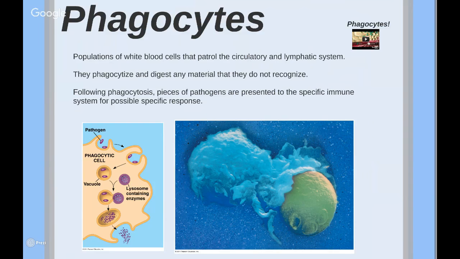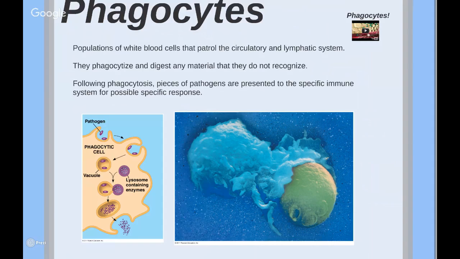And what's interesting about these phagocytic cells is that they then present that material to the specific immune system to launch that more specific response, to teach the immune system what this organism or what this pathogen looks like.